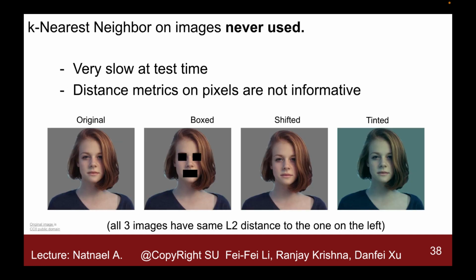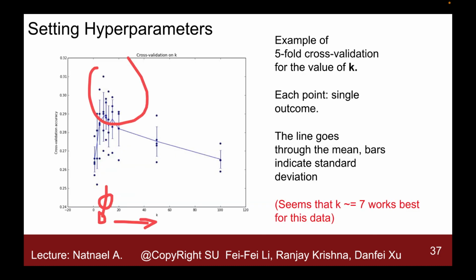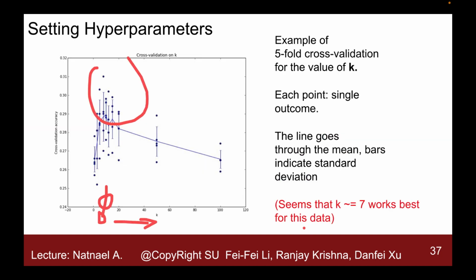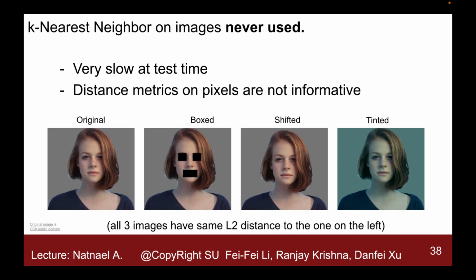K-nearest neighbor on images is never used. We have already mentioned this one. It's rarely used in deep learning because it's resource intensive, so it takes much time to evaluate your model. And the other reason for that would be that it's not that informative. The first thing I said already, it's very slow, but the second one, it's not that informative.